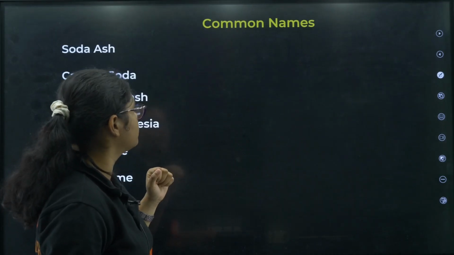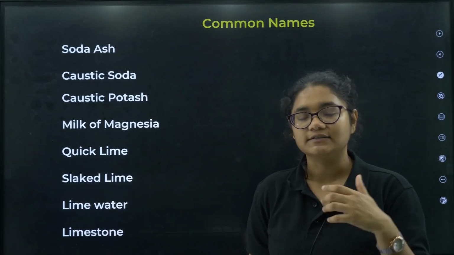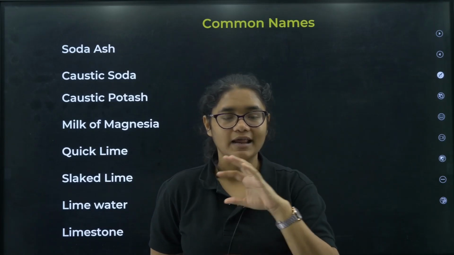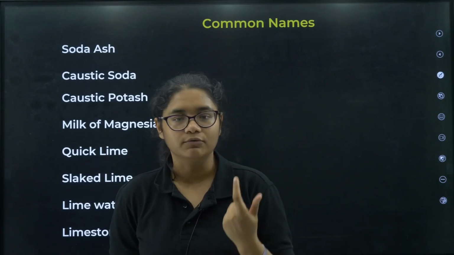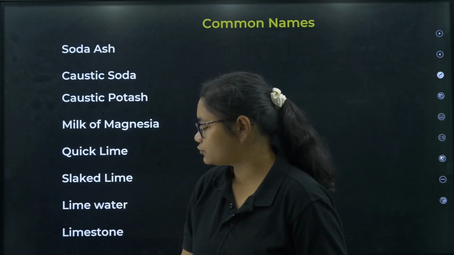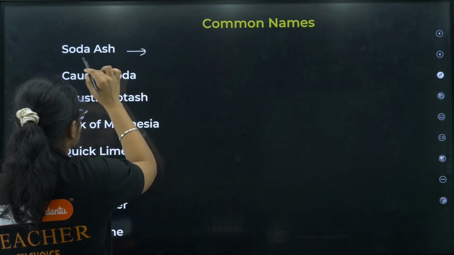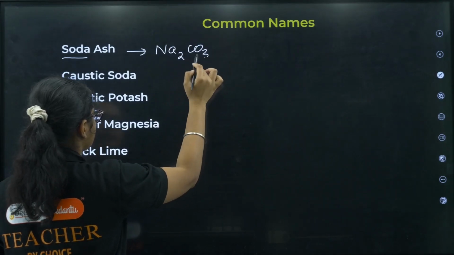Now let us move towards the common names. I told you many times that in questions the common names are used to confuse you. You might know the reactions and everything, but if you cannot recall the common names correctly, you will make mistakes. So let us do this first. First is soda ash. Soda means definitely sodium will be there, and ash is for sodium carbonate.